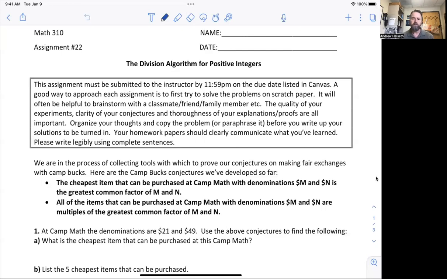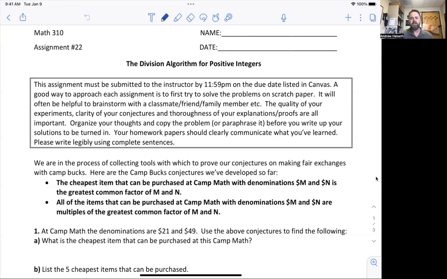Once you know that, then we know that all items that can be purchased at the Cant-Math are multiples of that greatest common factor. We even found a way to write an exchange equation for anything by multiplying that cheapest exchange equation through by a value, a factor. For example, let's say we have the denominations 6 and 9, then the cheapest item we know is the GCD, which is 3. And so any multiple of 3 can be purchased: 3, 6, 9, 12, 15, etc.